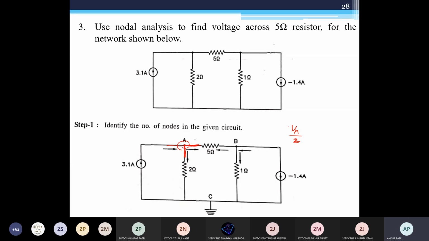So you have A potential here and this is B potential, but we consider this direction from A to B. So you can write plus (VA minus VB) by 5. And this 3.1 ampere, you can write minus 3.1 ampere equal to 0. So this is your first equation: VA by 2 plus (VA minus VB) by 5 is equal to 3.1 ampere.